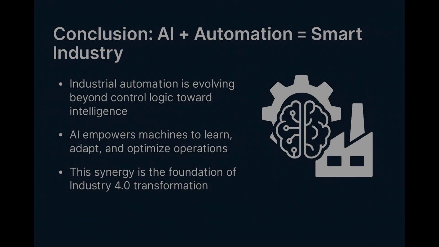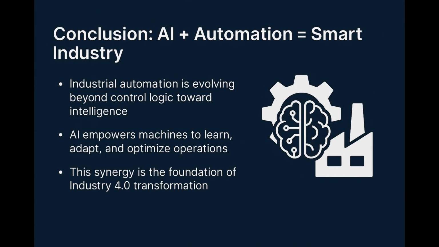autonomous. So far, we've looked at the fundamentals of industrial automation and how AI fits into the picture. What we've seen is that automation gives us the structure, reliability, repeatability, and control. But AI adds something more: intelligence. By combining the two, we move beyond hardwired processes to systems that can learn, adapt, and continuously improve. This is the foundation of the smart factory, where machines don't just follow instructions. They anticipate needs, optimize operations, and evolve with time.